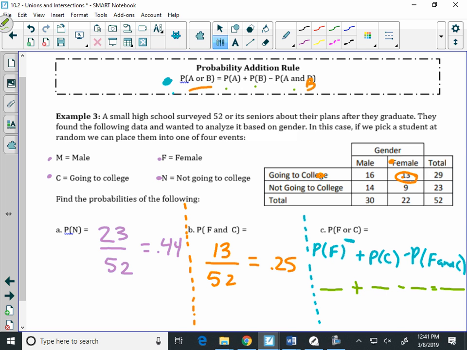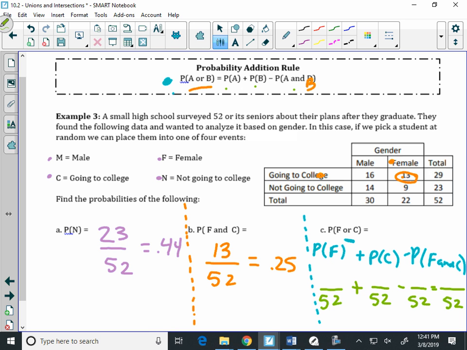What's going to go in the bottom of all these fractions? 52. That's the total for all our probabilities in this scenario. They're all out of 52. Even your answer is going to be out of 52. All your fractions, the total goes in the bottom.